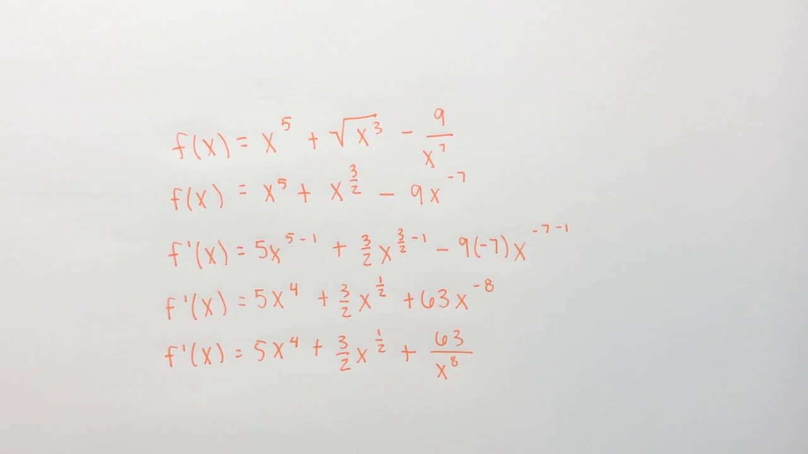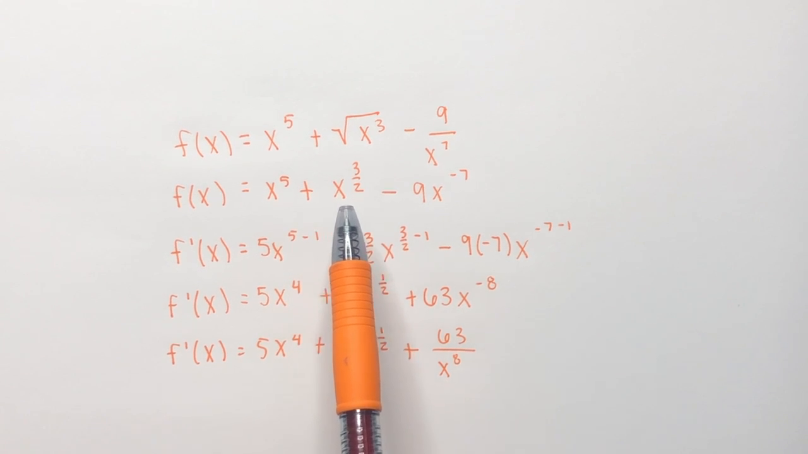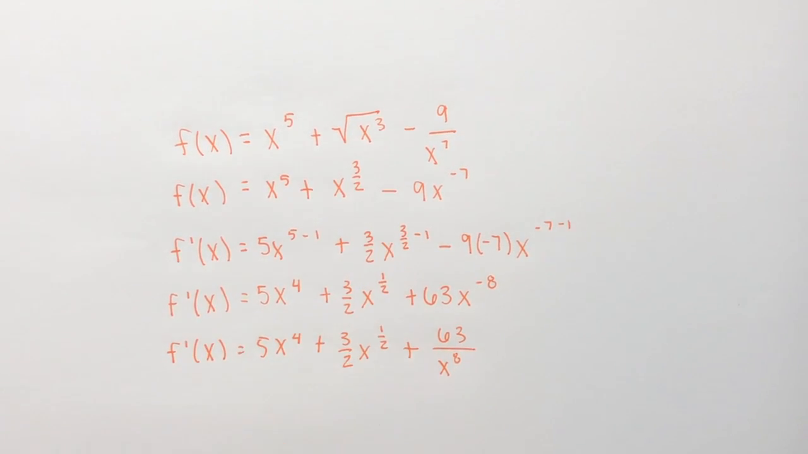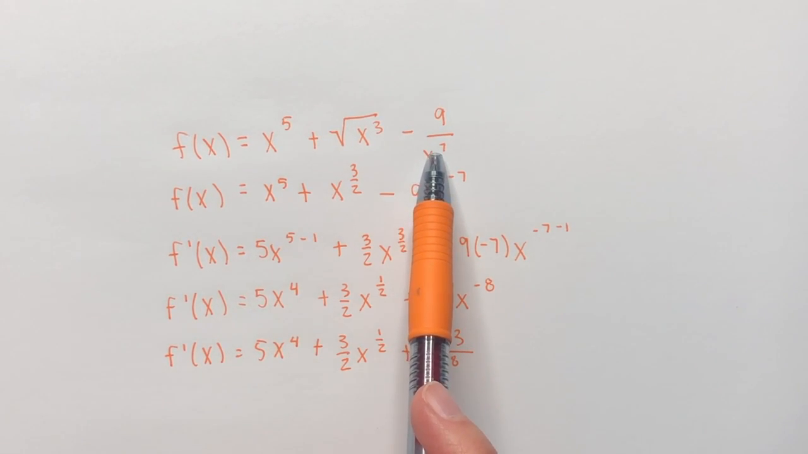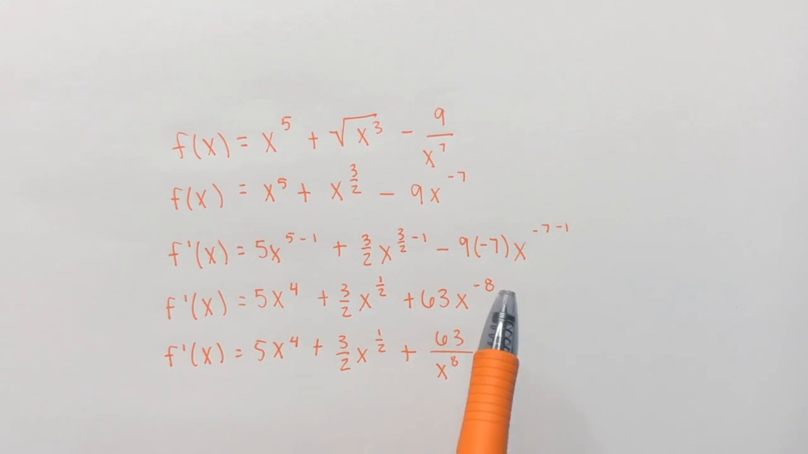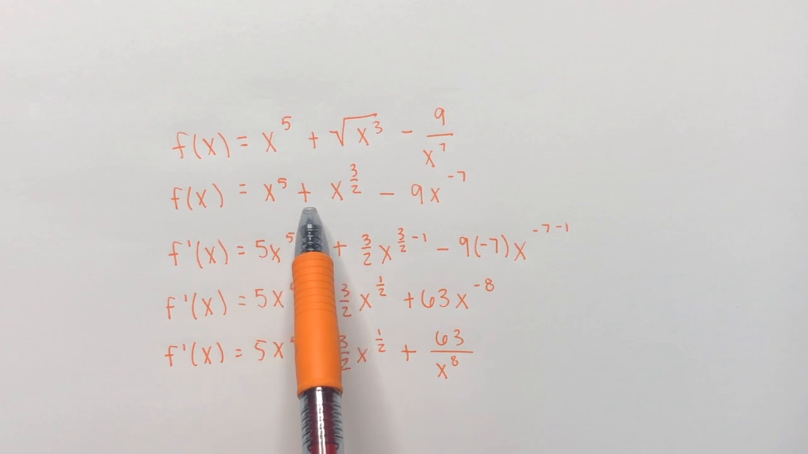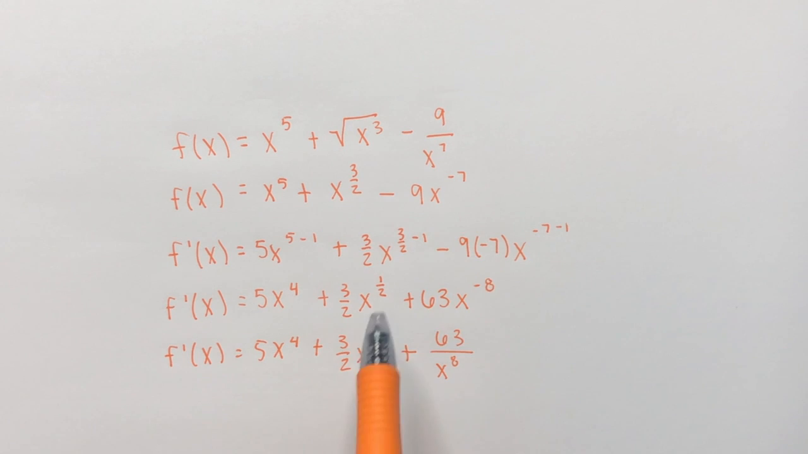So here I have one final example where we added all these components together. So the original function is f of x is equal to x to the 5th power plus the square root of x to the 3rd minus 9 over x to the 7th. But to begin, we have to go ahead and simplify these two pieces of the function so that we can use the power rule. So by doing that, we get x to the 5th plus x to the 3/2 minus 9x to the negative 7th. Then we go ahead and apply the power rule here.